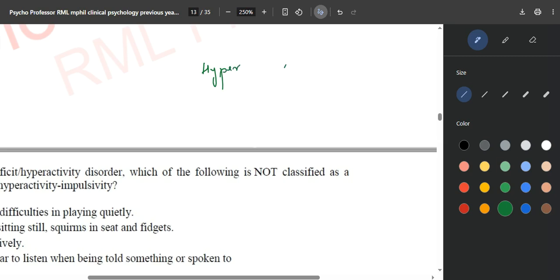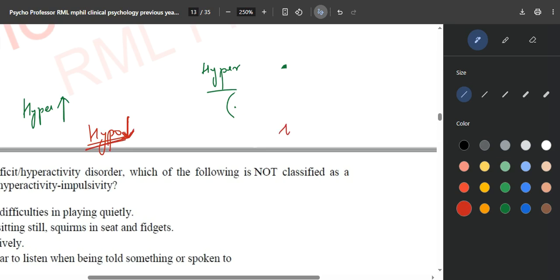Hyper will always mean the upside. Hyper, what is happening over here? Hyper will mean the upside, always the up. And you will be shocked to know right now, hypo means the low thing. Hypo means hypothalamus.